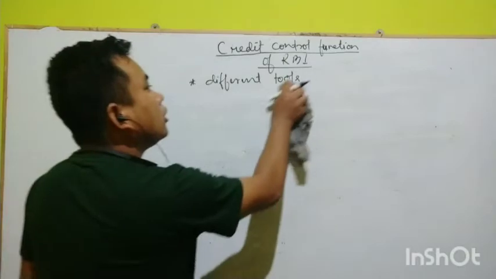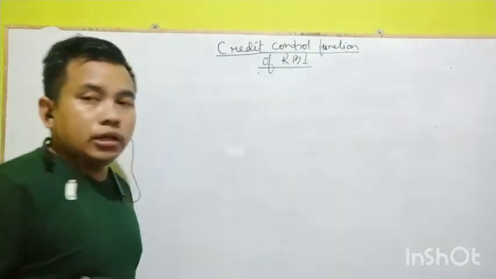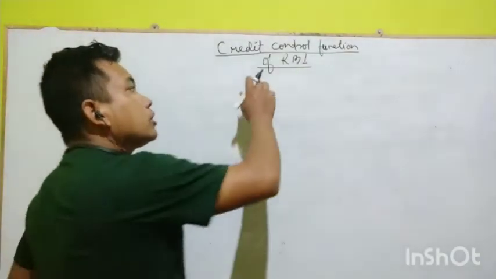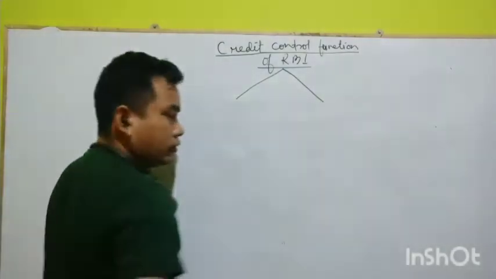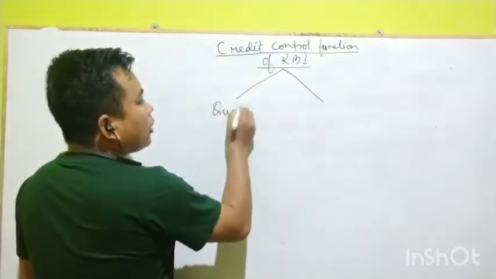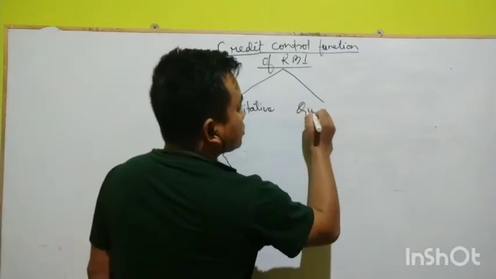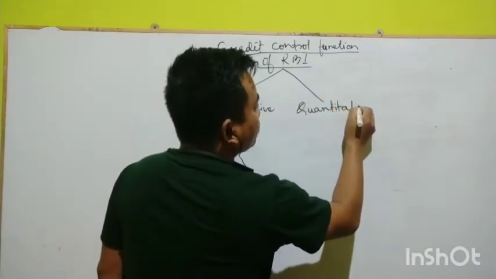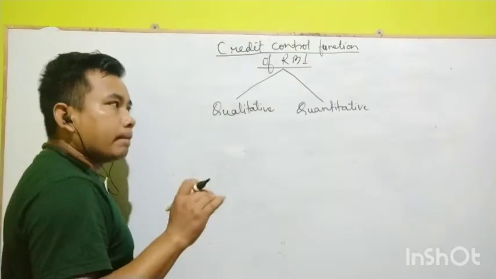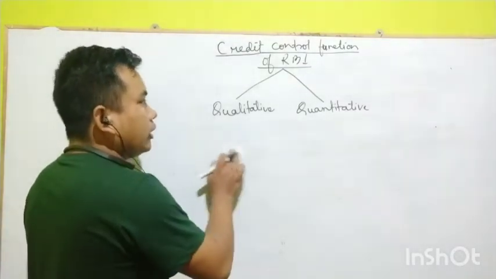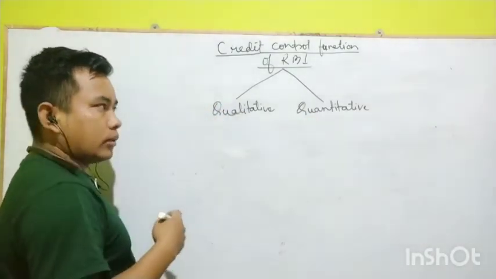It's a very lengthy subject. So these RBI credit control tools are broadly classified into two. First one is known as qualitative credit control tools, and the next one is known as quantitative credit control tools. Let me repeat. So we have two kinds.